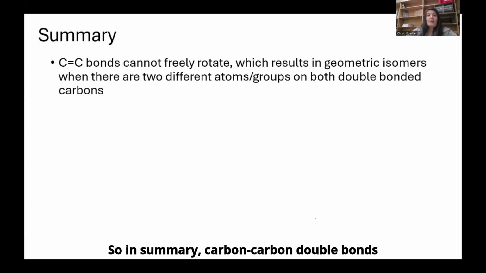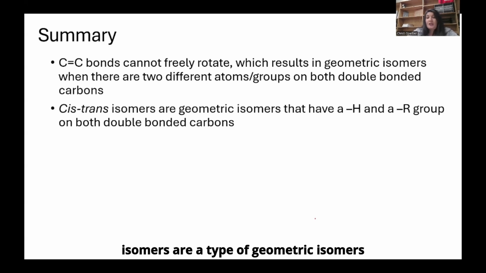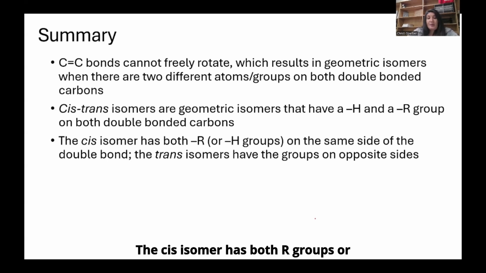So in summary, carbon-carbon double bonds cannot freely rotate like carbon-carbon single bonds. We have geometric isomers in carbon-carbon double bonds, and that's when there are two different atoms or groups on both double bonded carbons. The cis-trans isomers are a type of geometric isomers that have a hydrogen and an R group on both double bonded carbons. The cis isomer has both R groups, or both H groups, whichever way you want to look at it, on the same side of the double bond, and the trans isomer has groups on opposite sides of the double bond.